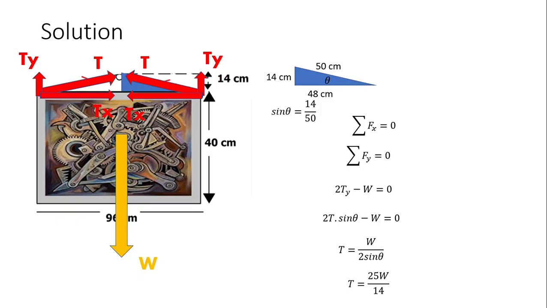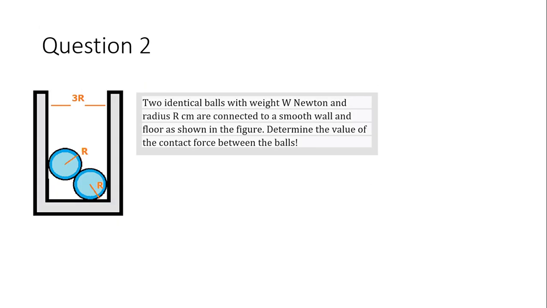Now number two. Question two. Two identical balls with the weight W newtons. Identical means they have the same size and the same weight, with radius r centimeters, and they are connected to the smooth wall and the floor as shown in the figure. Determine the value of the contact force between the balls. To solve this kind of problem is more about geometry. The geometry means that you need a triangle that really helps us.